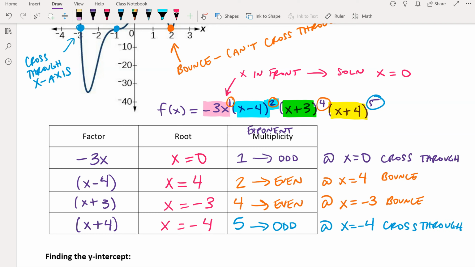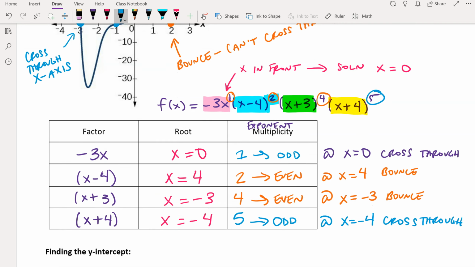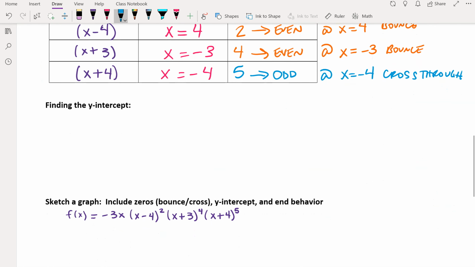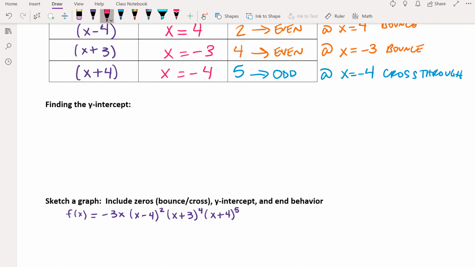Okay, and then let's go ahead. I'm going to change this. Okay, let's go ahead and now talk about finding the y-intercept. So anytime you're asked to find a y-intercept, you need to know this. To find a y-intercept, you're going to plug in something for x. Plug in x equals 0. That's how you find y-intercepts, always.